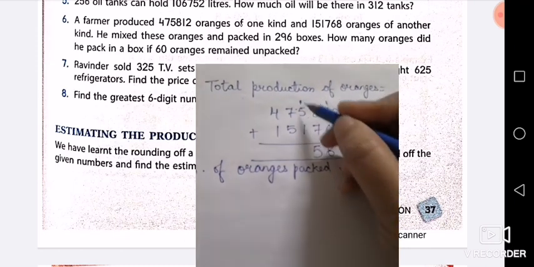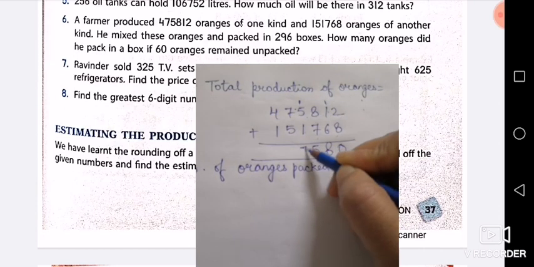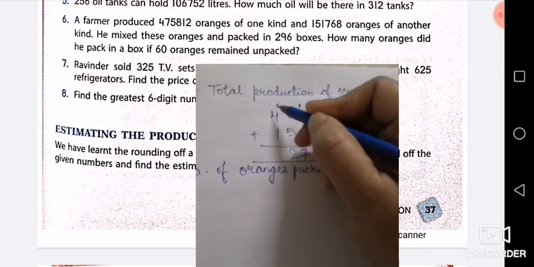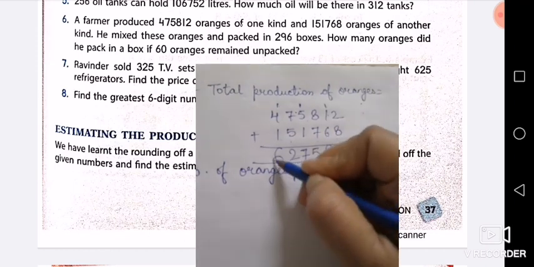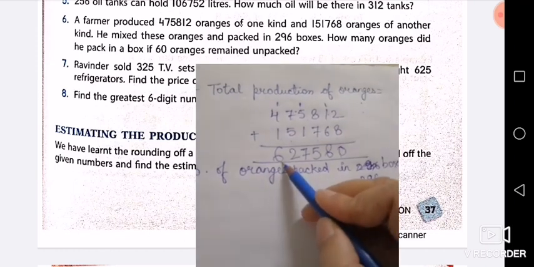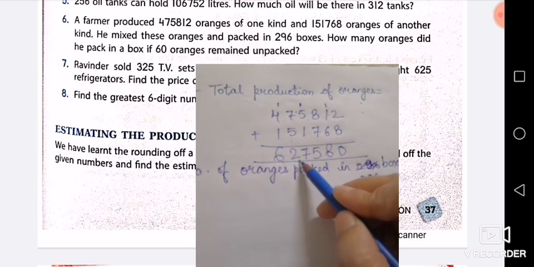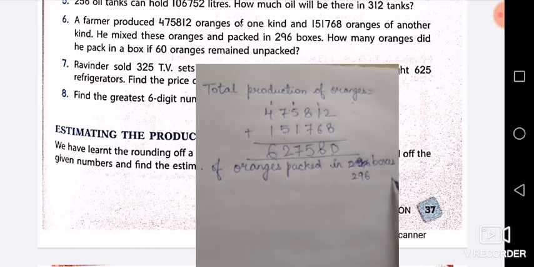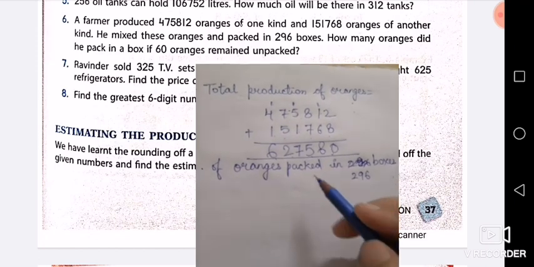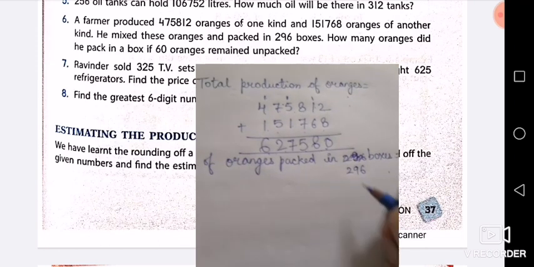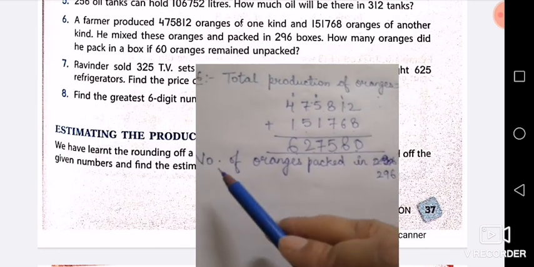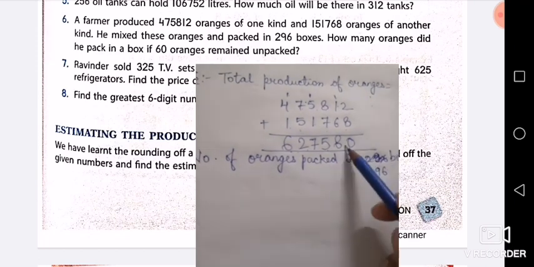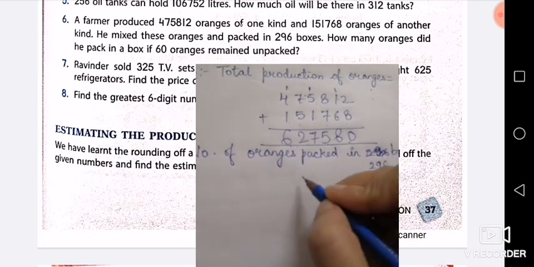1 will be carry. 5 plus 1, 6 plus 1, yes 7. 7 plus 5, 12. 1 will be carry. 4 plus 1, 5 plus 1, 6. So 6,27,580 oranges were packed in 296 boxes. So actually these many oranges were not all packed, because the number of oranges packed in 296 boxes is less than this, by 60. So what we will do next?